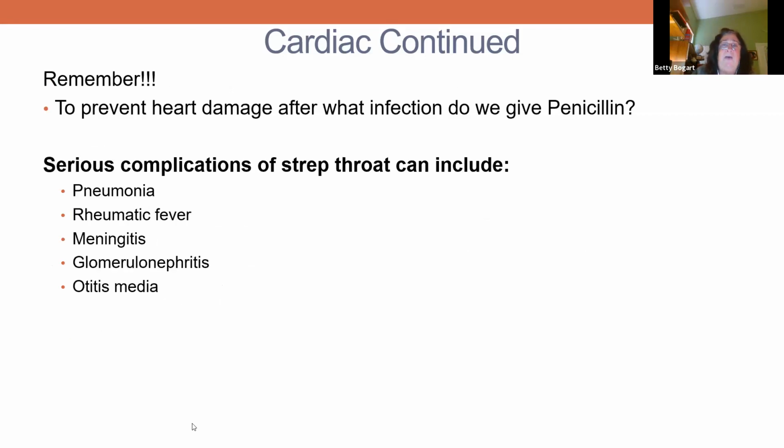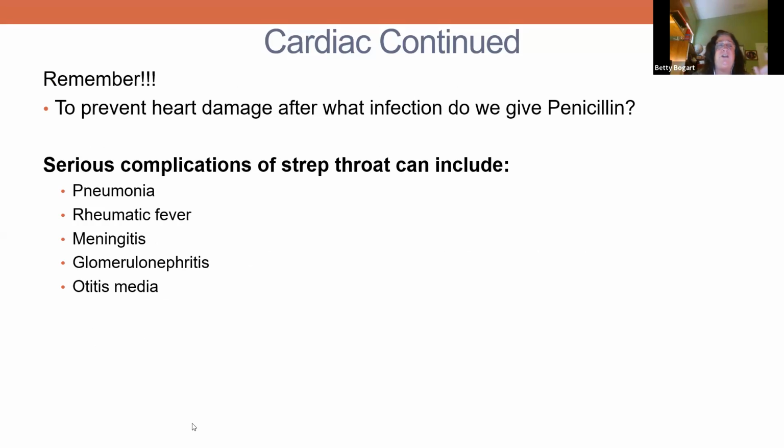Now, if you ever have any heart damage, what do we give? We know rheumatic fever can cause heart valve damage, right? So what are we going to give for that? It's penicillin. And it's going to be long term, up to 5 years, prophylactically, right? Strep throat can do a lot.